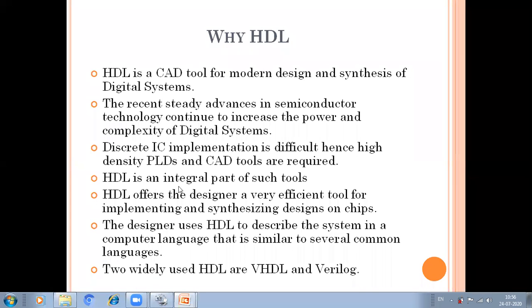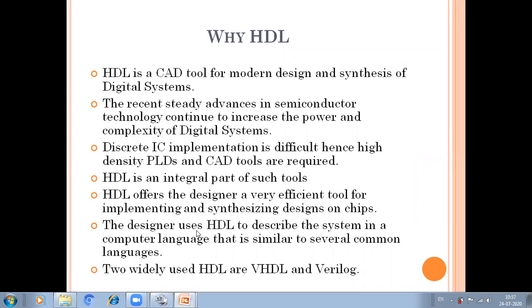Okay. So whenever we have to implement that type of design, hardware description language is an integral part of such tools. Okay. So hardware description language offers designers a very efficient tool for implementing and synthesizing designs on chips. Okay, a very efficient tool. So that's why this is the answer for HDL.